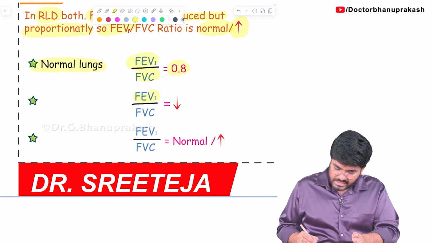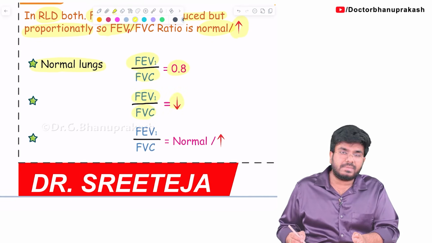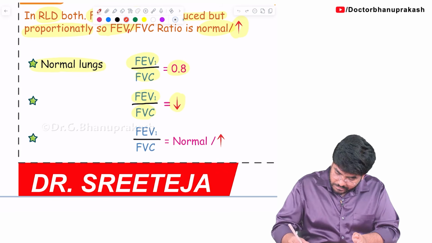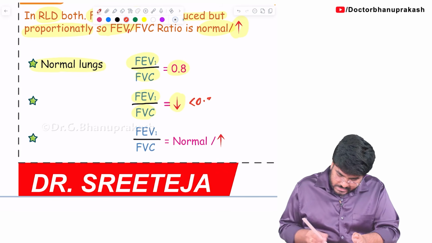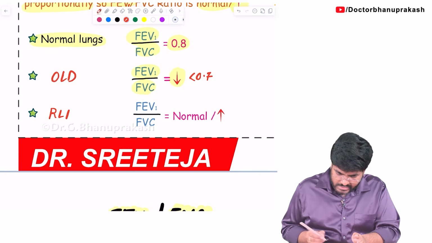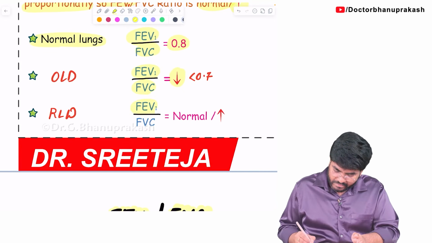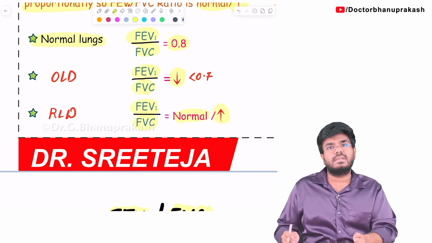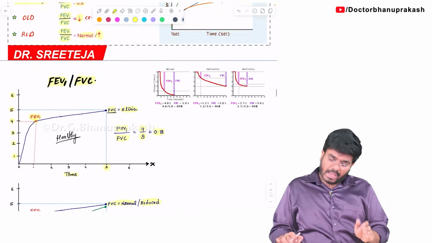Tell me, what is the disease in which the FEV1 by FVC ratio decreases? That too, less than 0.7. Less than 0.7, what is the disease? Okay, obstructive lung disease. And I have told you, in restrictive lung diseases, the FEV1 by FVC ratio will be normal or slightly increased. For better clarity, for better understanding, again I will repeat this.